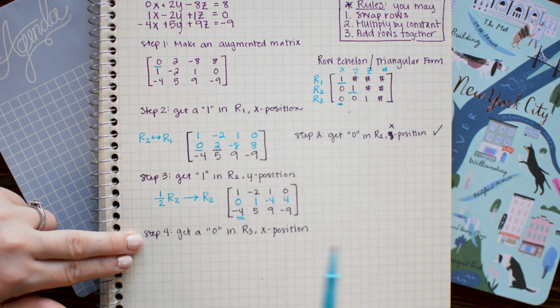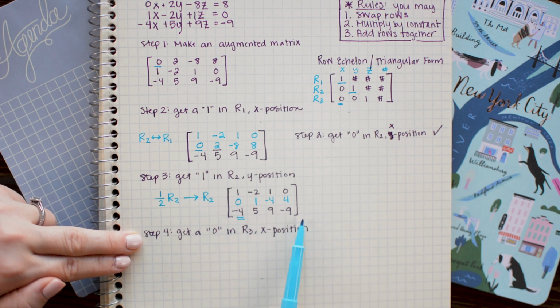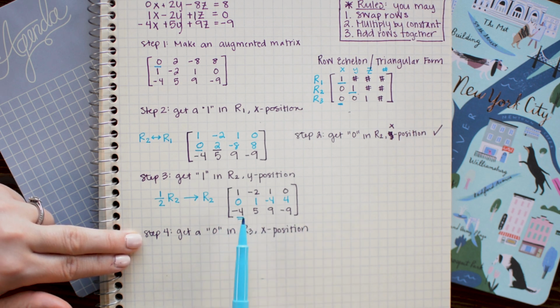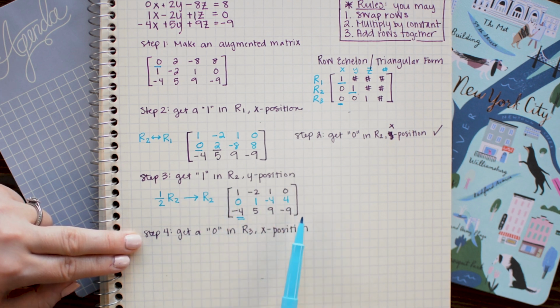What I'm going to do is take a multiple of the first row and add it with the third row so that I get a 0 in this first position. Since I have a 1 in the x position of the first row, I can multiply it by 4 and then add it to -4 to get 0. Of course, I have to do it to the entire row and add the entire row to the last row. So that's what I'm going to do on this next step.